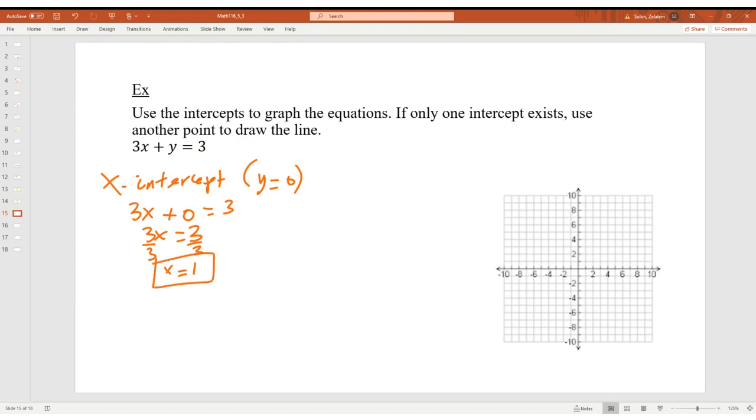So x equals 1 is the x-intercept. It's a point when y is 0, x is 1. That's basically what we are saying. I transposed the numbers, sorry guys. We know x is 1, y is 0. This is the x-intercept. So 1, 0 is right here.